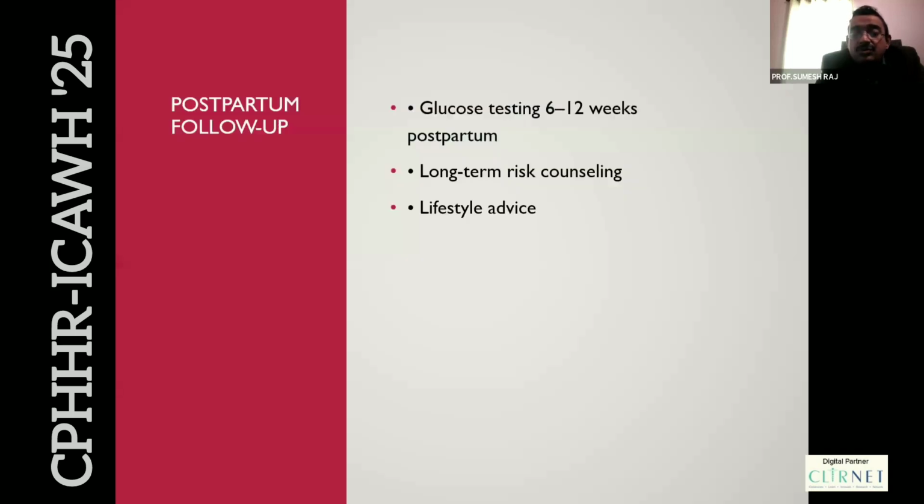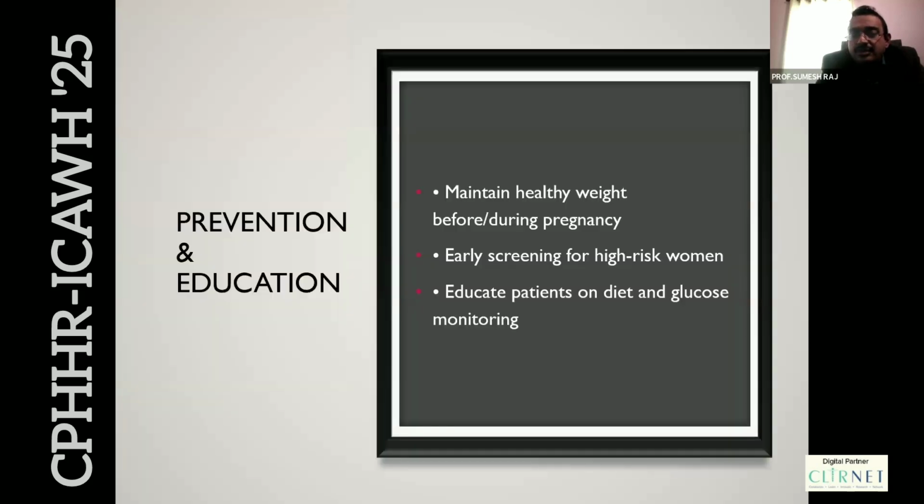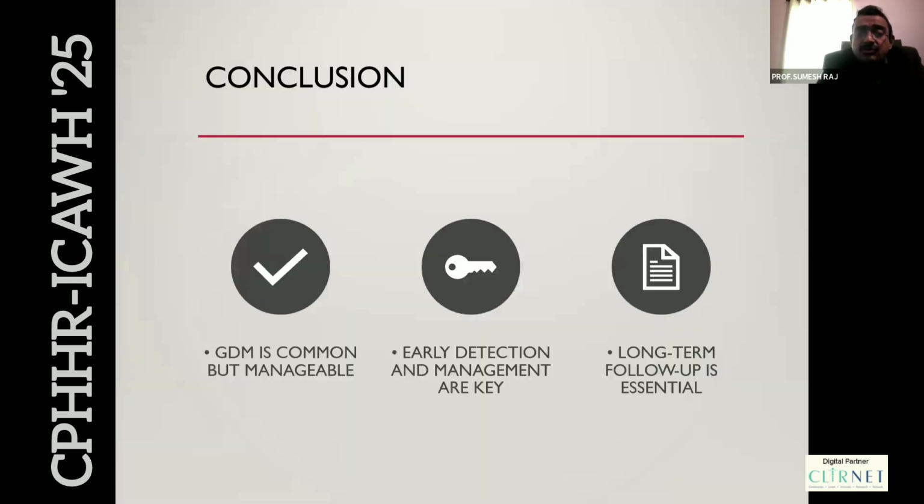So, glucose testing, as I have already told, and there needs to be long-term risk counseling for the mother and lifestyle advice. Prevention and education: maintain healthy weight before and during pregnancy. There should be an early screening for high risk women. Educate patients on diet, exercise and glucose monitoring. So, to conclude my talk, gestational diabetes is becoming more and more common, but it is easily manageable. Frequent monitoring, appropriate doses of insulin, early detection and management is always the key. And long-term follow-up postpartum is also essential. Thank you.